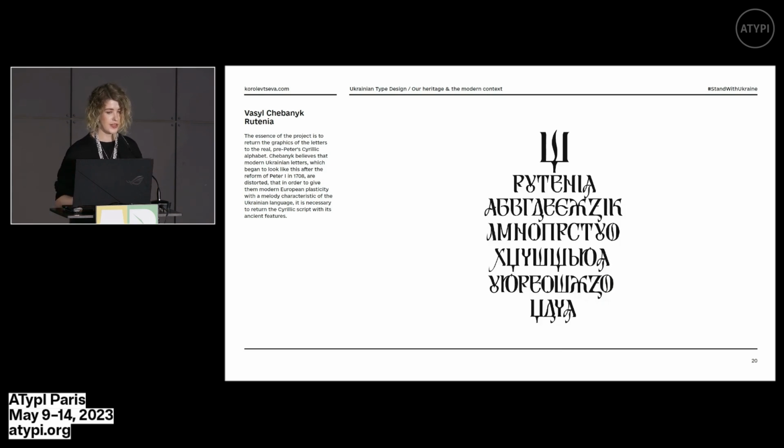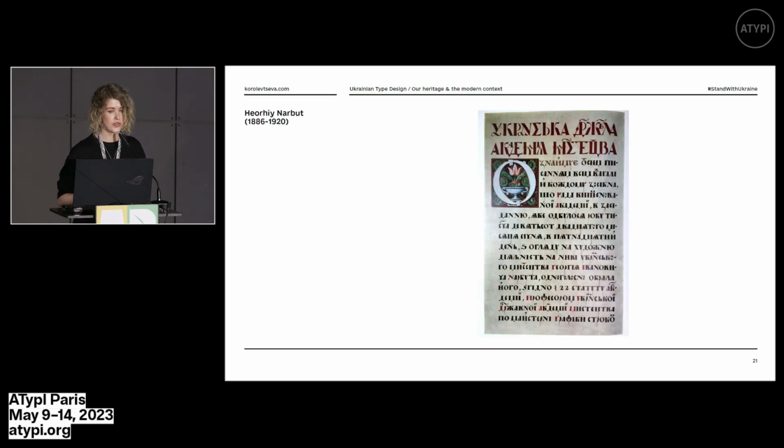Here is Rutenia. It's also a digital typeface. It was digitalized by other designers. And it's important to come back to our roots.